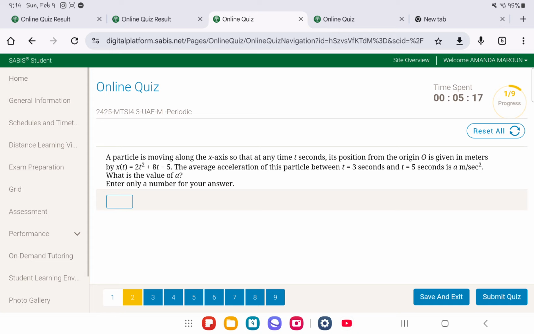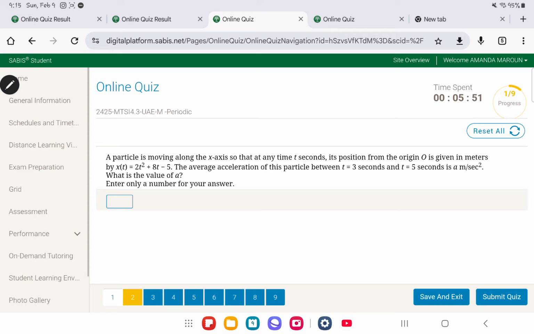Okay, so for question number 2, a particle is moving along the x-axis so that at any time t seconds, its position from the origin O is given in meters by x(t) equals 2t^2 plus 8t minus 5. The average acceleration of this particle between time t equals 3 seconds and time t equals 5 seconds is a meters per second squared. Now, what is the value of a? Enter only a number for your answer.